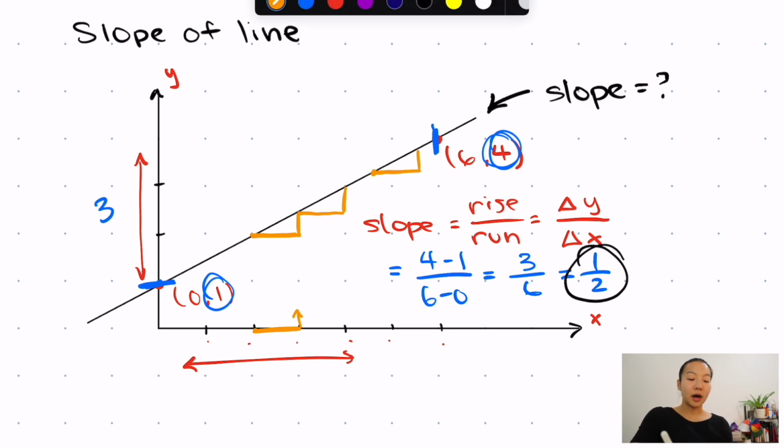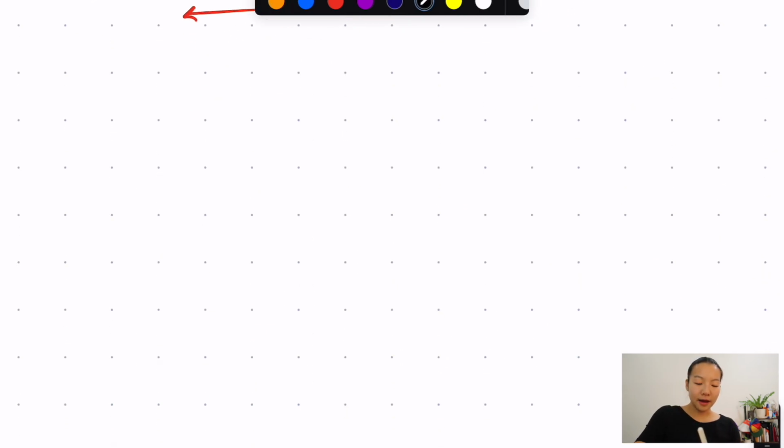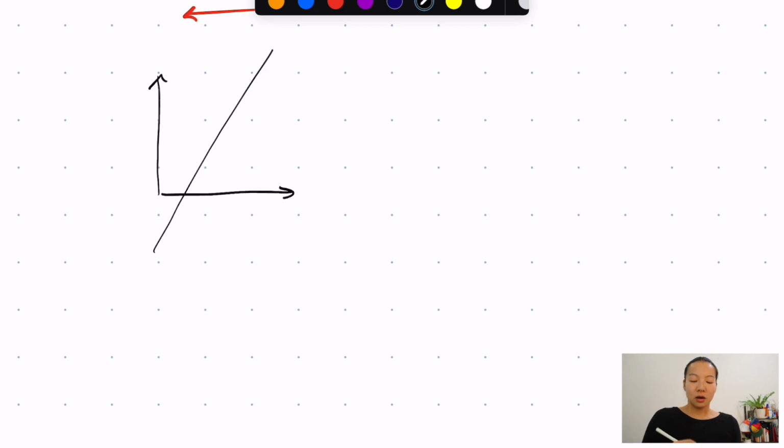Now let's take a look at some other examples. If I had, for example, a line that looked like this, well, here it actually looks like we get almost 2 up per over. We get 2 units of y for every unit of x. So the slope here is 2.